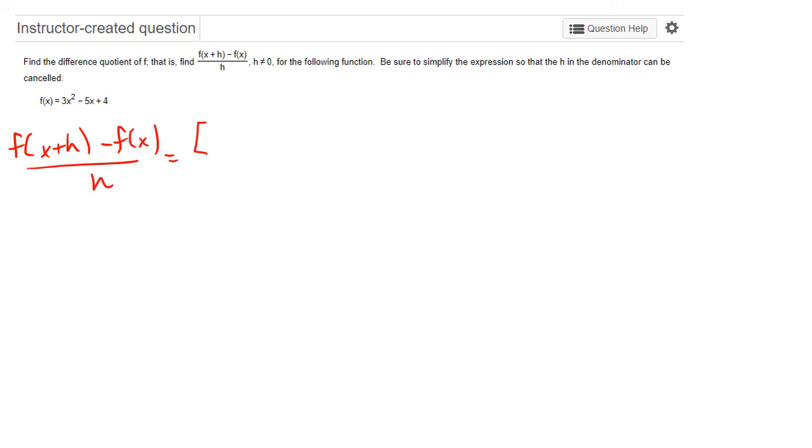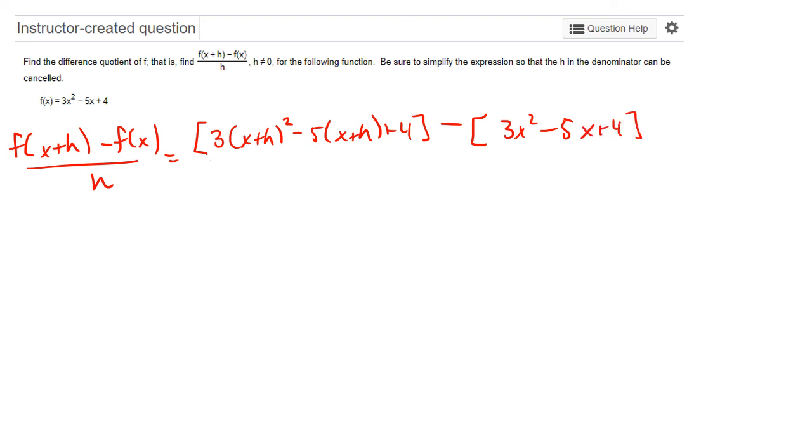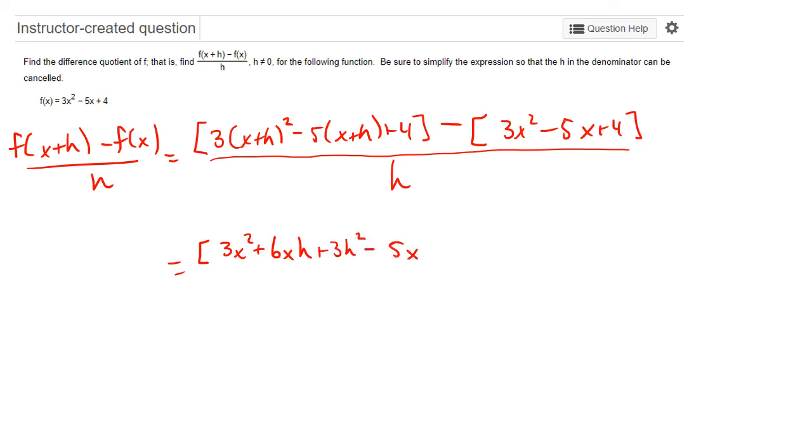So f of x plus h is 3 times the quantity x plus h squared minus 5 times the quantity x plus h plus 4. Then I'm going to subtract f of x, 3x squared minus 5x plus 4. And all of that gets divided by h. Okay, so let's expand everything out. Okay, so we end up with 3x squared plus 6xh plus 3h squared minus 5x minus 5h plus 4 minus 3x squared minus 5x plus 4 all over h.